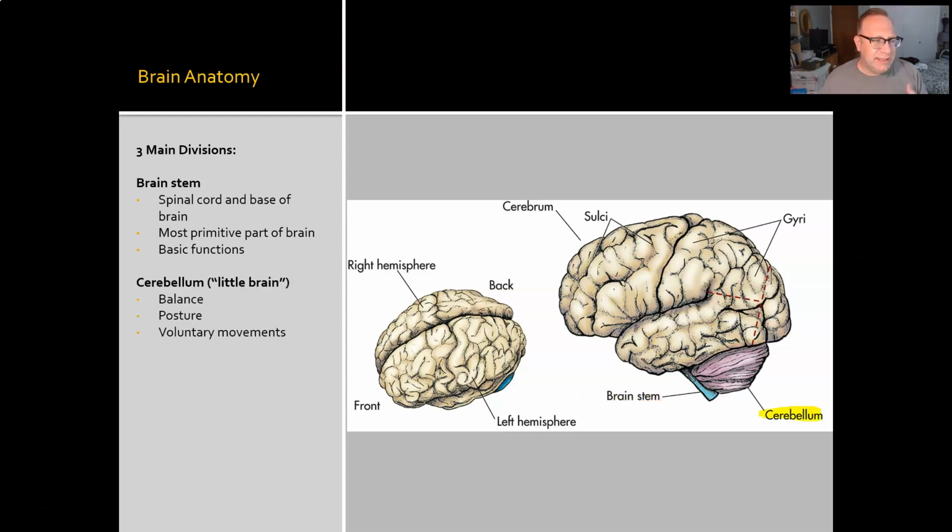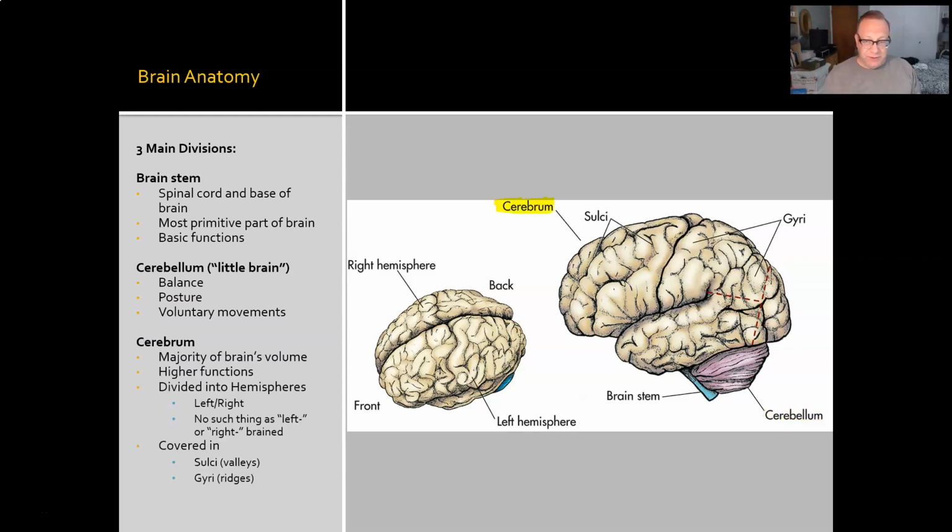The next section is the cerebellum. It's that little pink section underneath the big brain here. And it's cerebellum, which is, I believe, Latin for little brain. Again, scientific terms aren't that hard when you realize that they're just very literal. Okay? Cerebellum's important with balance, posture, and certain voluntary movements as well. So, very important part. Again, this is the next oldest, the next most recent structure in the brain.